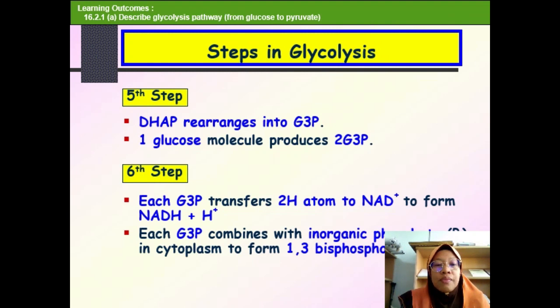So untuk peringkat kelima tadi, okay, DHAP rearranges into G3P. Prosesnya adalah isomerization. So, 6th step tadi, G3P remove 2 hydrogen atom to NAD+. So, NAD+ terima jadi NADH campur H+. And then at the same time, since it is a redox reaction, so banyak energi dihasilkan. So, energi itu digunakan untuk bind dengan inorganic phosphate. So, G3P jadi 1,3-biphosphoglycerate.